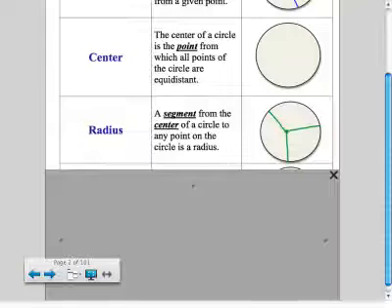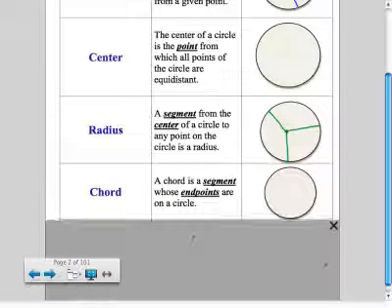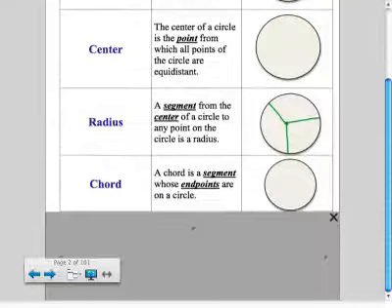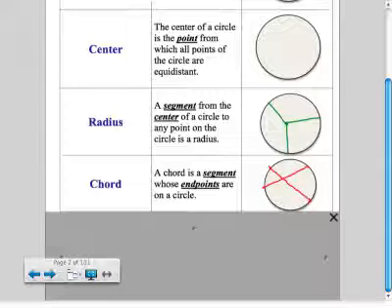All right, so as we keep plugging away here, a chord. Now this is definitely something new. A chord is a segment whose endpoints are on a circle. Okay, so in other words, here's one point, there's another point. When I connect them, that's a chord. Okay, or if I connect this point and this point, that's a chord.